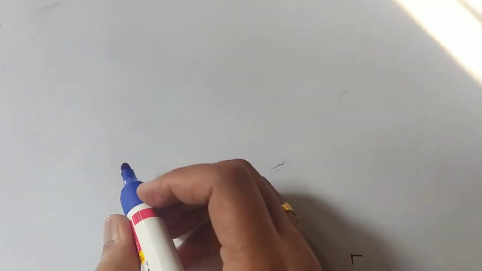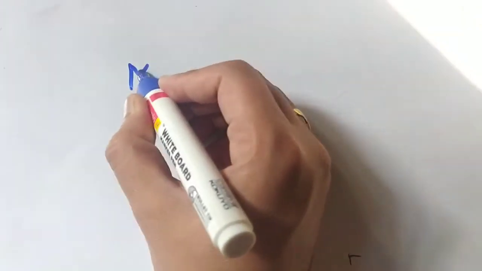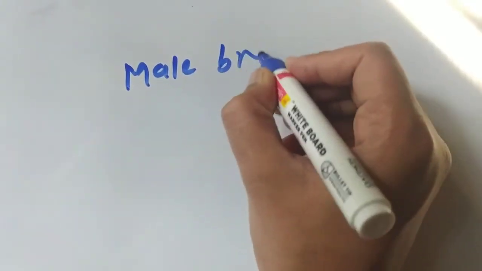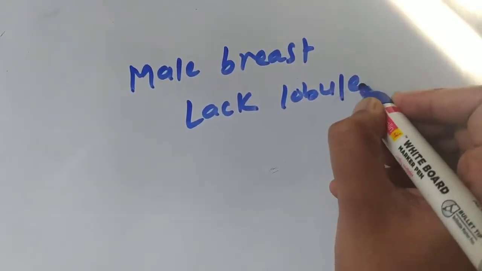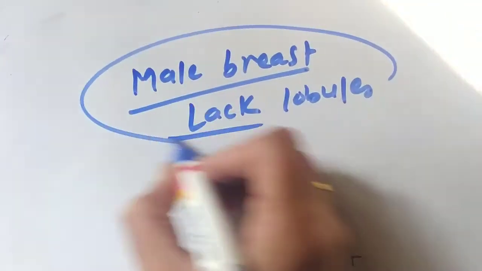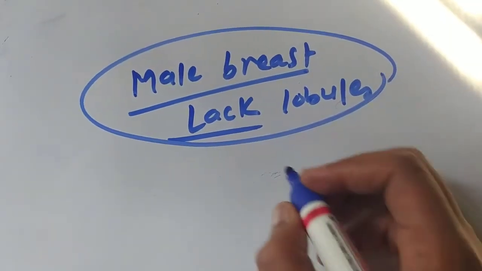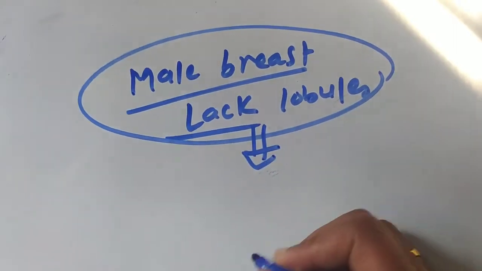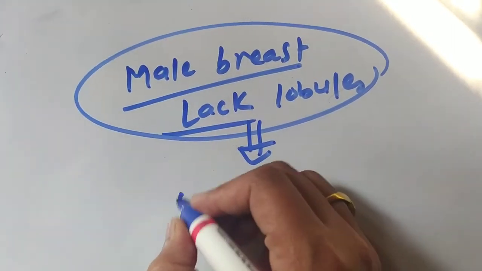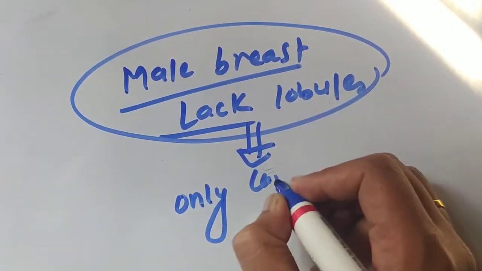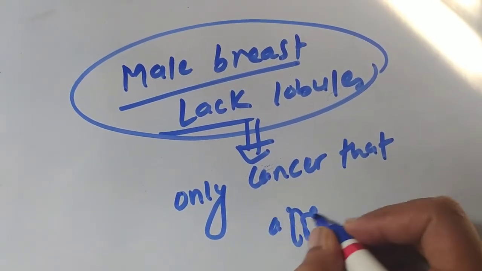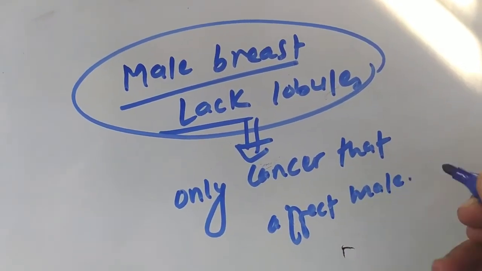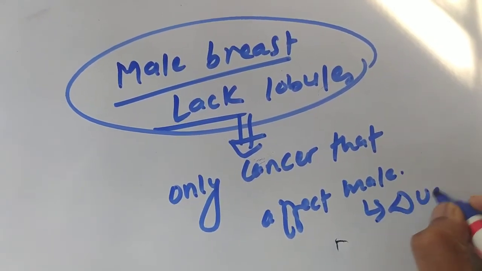Now let me explain one more thing: the male breast lacks lobules, as males do not secrete milk. So the male breast lacks lobules. The only cancer that occurs in males is ductal carcinoma.